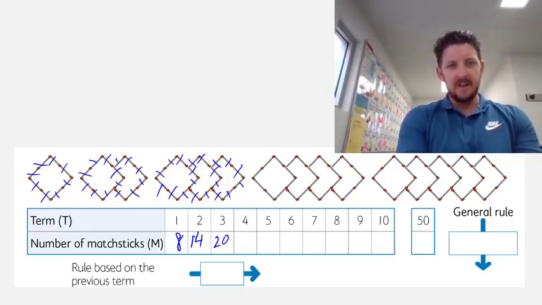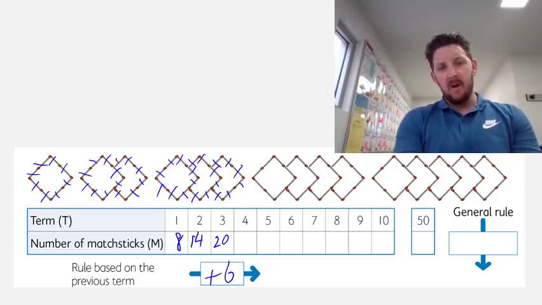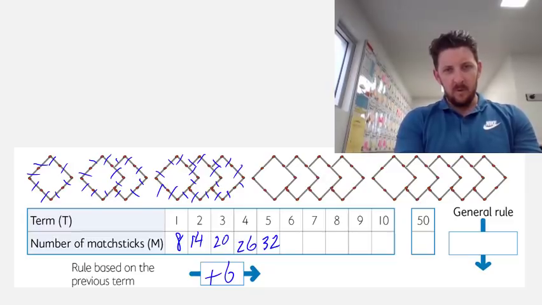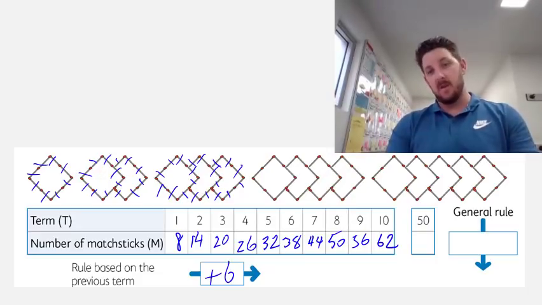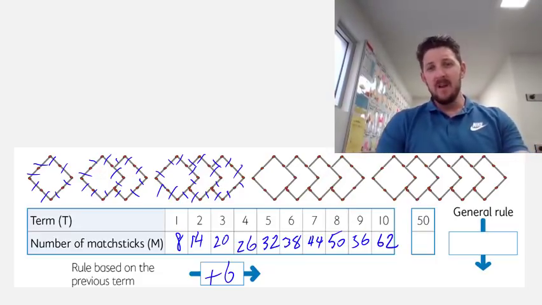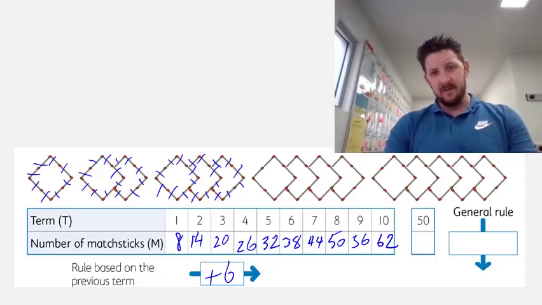Now you can kind of see that it keeps adding on how many? That's right, adds 6. Now I could do that all the way up, get myself all the way up to the 10th term. Problem is, again, what happens if I ask you for the 50th term? We can't really work that out. So let's have a look at what we can do then.